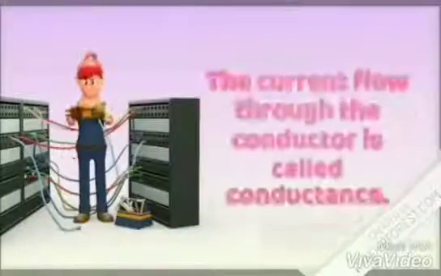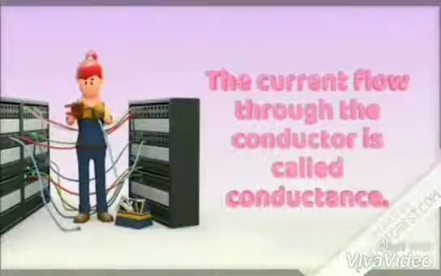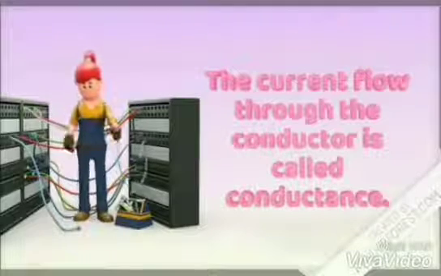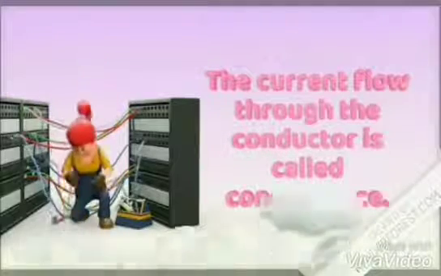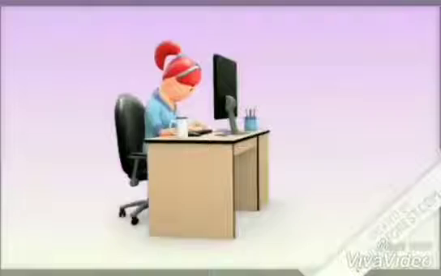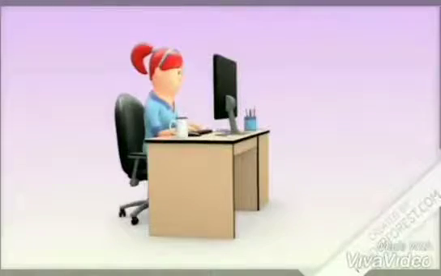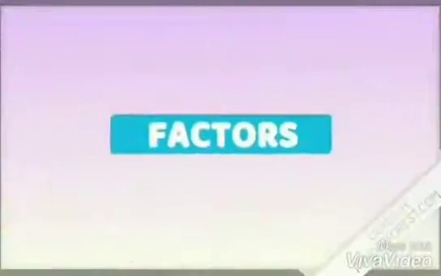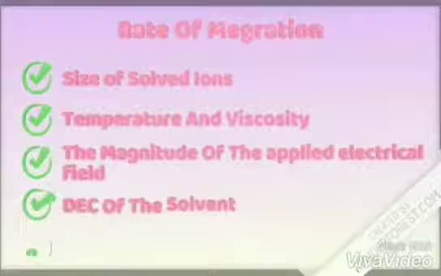The current flow through the conductor is called conductance. Conductance is measured in Siemens, which is the reciprocal of ohm, ohm^-1. Now we will look at the factors affecting conductometry. It is the charge and the rate of migration. Increasing the charge will increase the conductance.